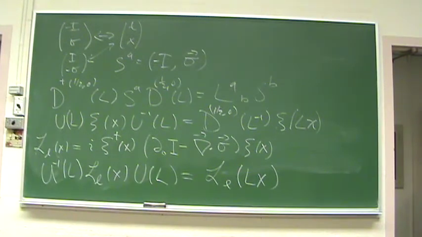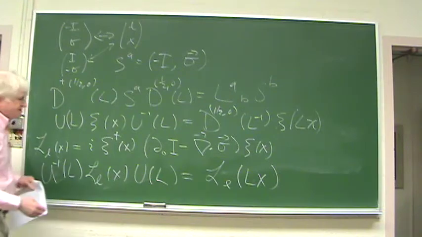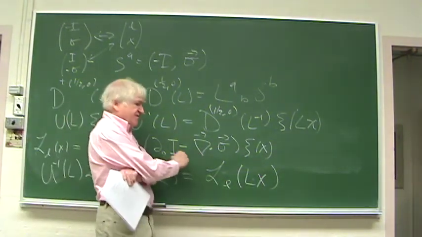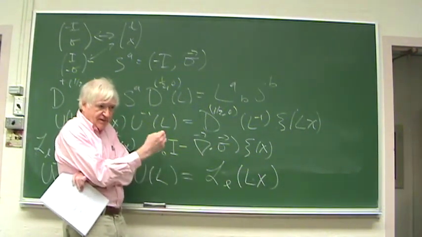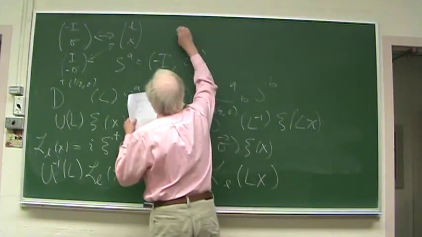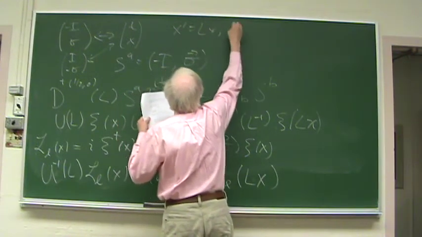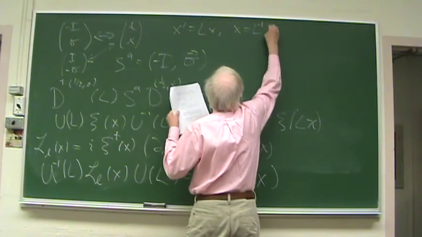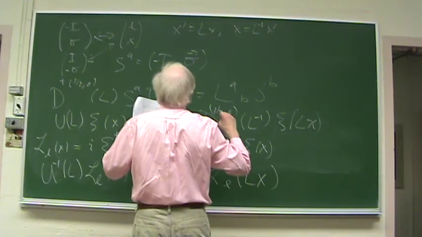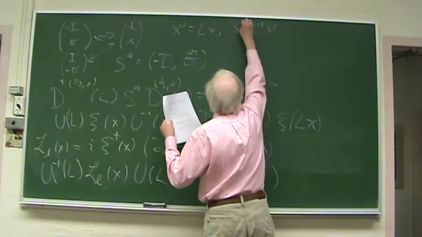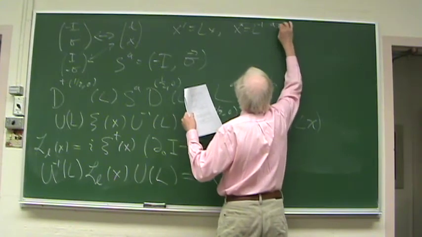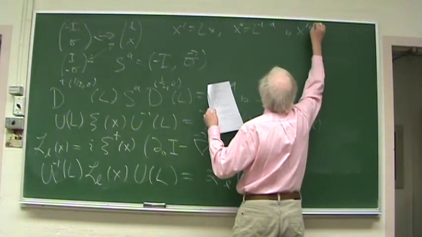All right, now why does this work? Well, first of all, notice that we're going to LX. So if we go to LX, we're going to have these derivatives with respect to X prime equal to L of X rather than X. So we'll be talking about X prime is LX and X is L inverse of X prime. So in particular, XA is L inverse AB X prime B.